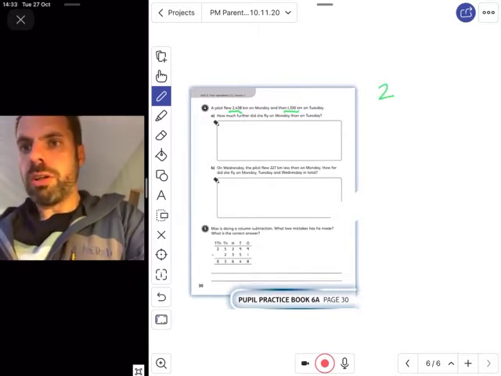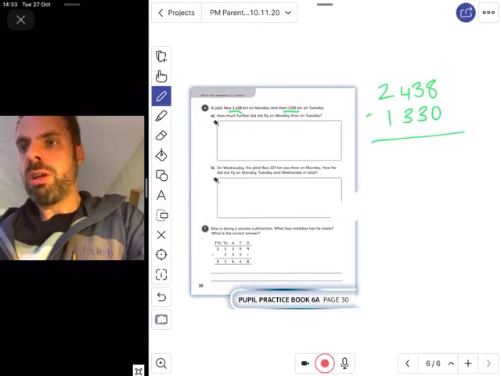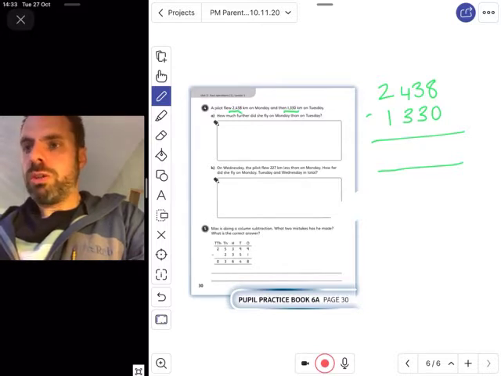So on the Monday, 2,438 kilometres. On the Tuesday, 1,333 kilometres. What was the difference between them? I.e. a subtraction calculation. We do these in the order. We take away the bottom from the top.